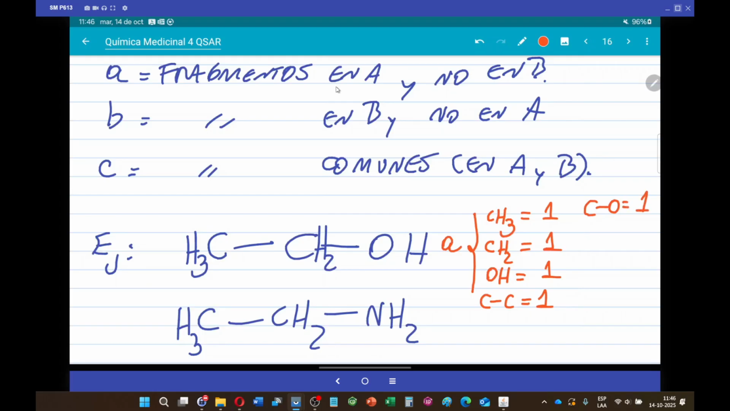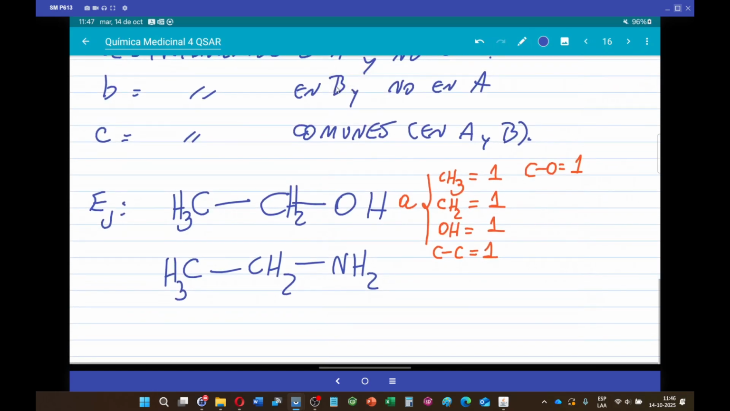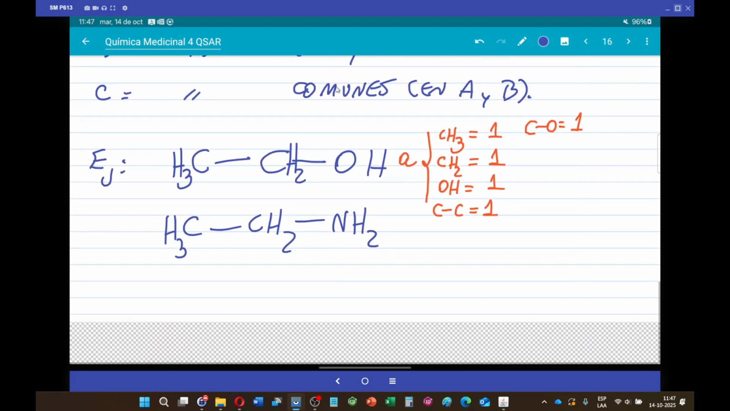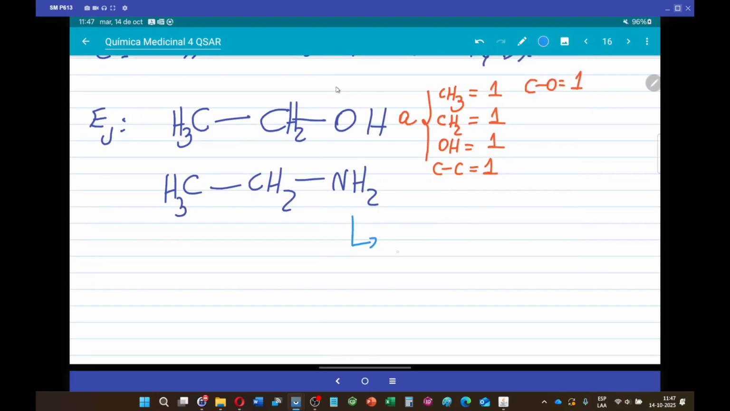And then that would be the fragments that it has. And I think I do not have anything else in the most common groups here. In the second case, the B here also has a methyl group, a carbon-carbon bond, and a nitrogen-carbon bond.